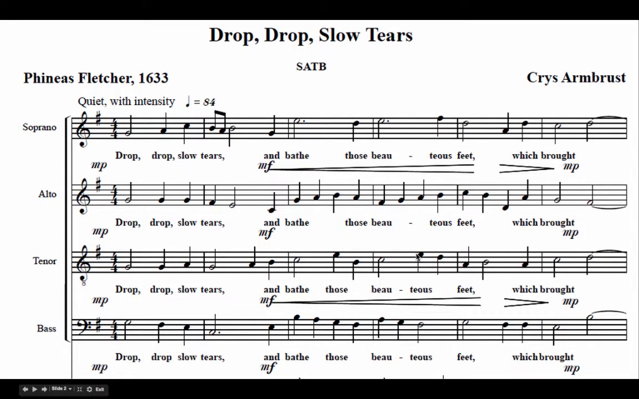Taking a look at Drop, Drop, Slow Tears, first thing you want to notice is where is the last sharp. In this particular piece, we only have one sharp. In this instance, F sharp. Wherever F sharp occurs, whether above, below, or on the staff, that F sharp is ti.